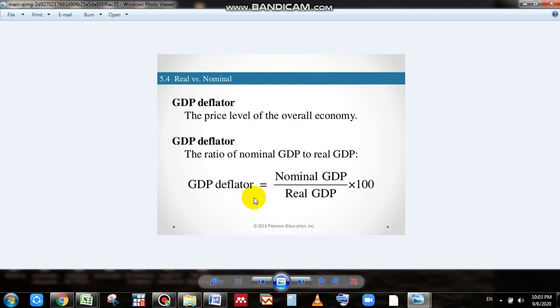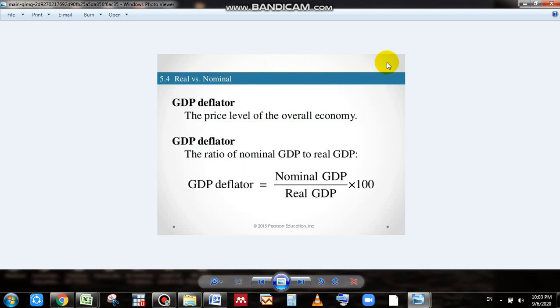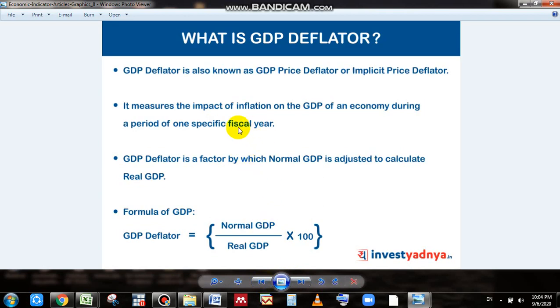And what actually is GDP? We all know that it is the market value of all the final production of goods and services within a country in a given period, using that year's prices. If it is at the current prices, it is nominal, while if it is at the prices of the base year, then it is the real GDP. As we know, the deflator measures the impact of inflation on the GDP of an economy during a specific fiscal year.